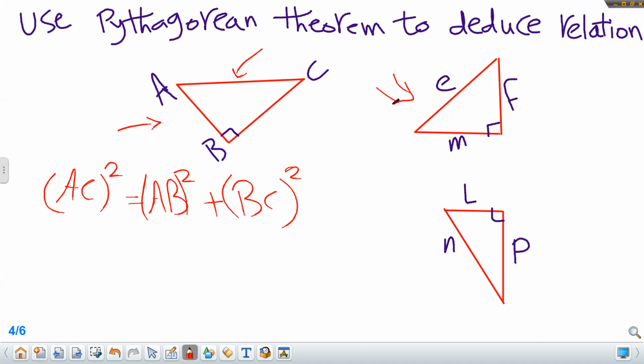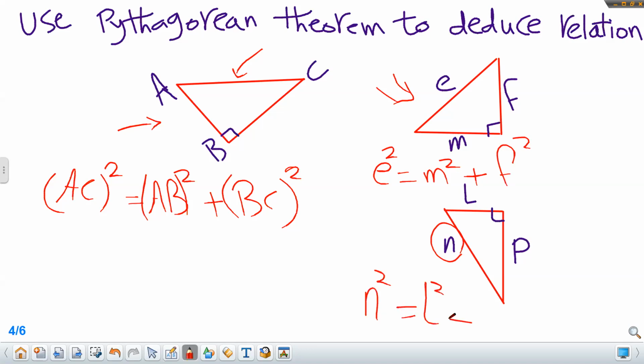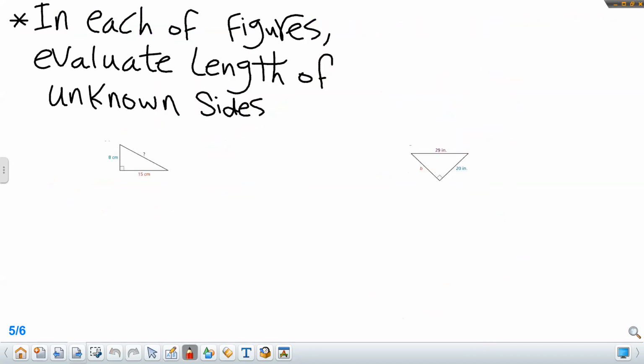But in the second triangle, what is the hypotenuse? Yes, E. So now we can say E power 2 equals M power 2 plus F power 2. But the last one, what is the hypotenuse? Yes, it is N. Good. So we can say N power 2 equals L power 2 plus P power 2.